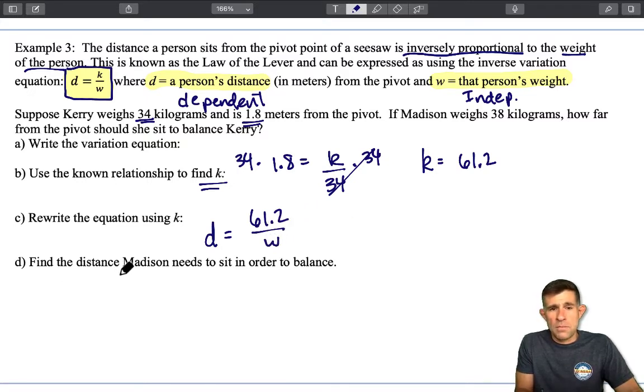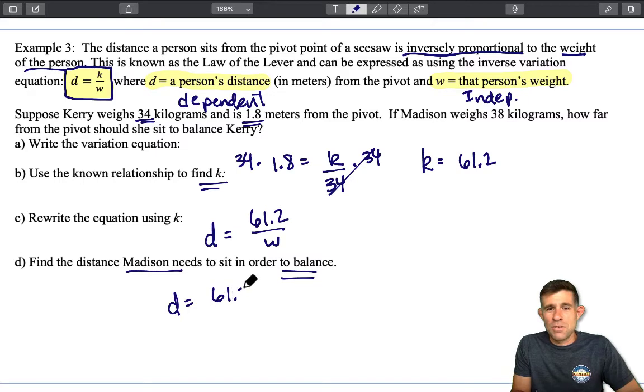And now we're finally going to be able to find the distance that Madison needs to sit in order to balance out her friend, whoever it is, Carrie. There you go. So distance is equal to 61.2. Now we're going to plug in Maddie's weight here, and Maddie is 38 kilograms.